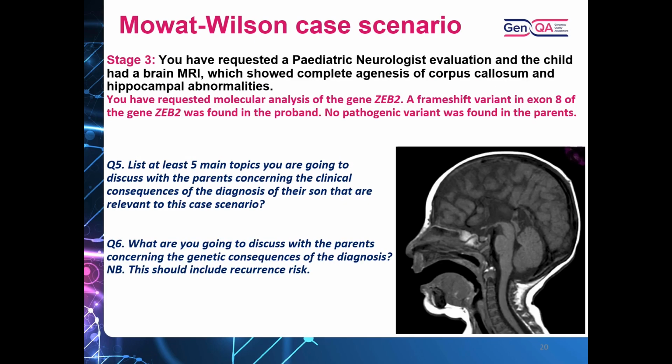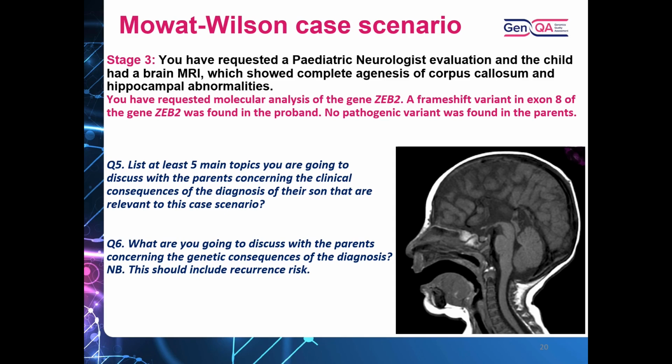In stage 3, you have requested a paediatric neurologist evaluation, and the child had a brain MRI, which showed complete agenesis of the corpus callosum and hippocampal abnormalities. Now, if in the previous stage you didn't request the correct evaluations, then in stage 3 we've given you the correct response and therefore you can still continue to answer the questions. So this is the educational benefit of this EQA.